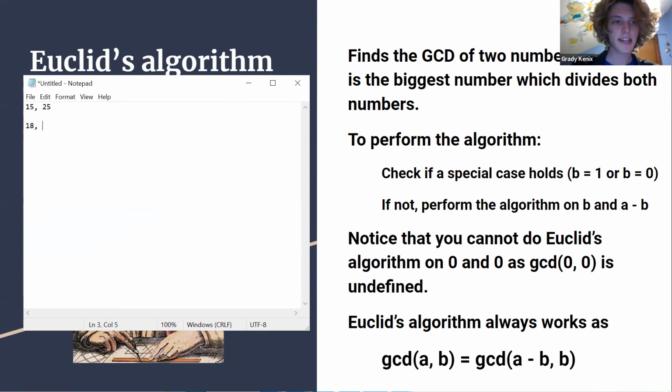Let's do it again. 18 and 24. Too fast again. This time it's not the same 2 people. Oh, everyone's doing it. Nice. Very nice.